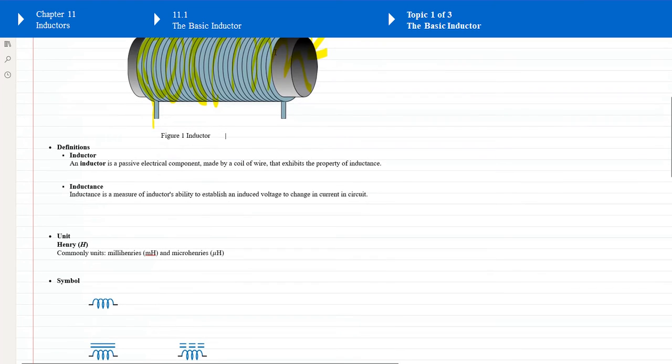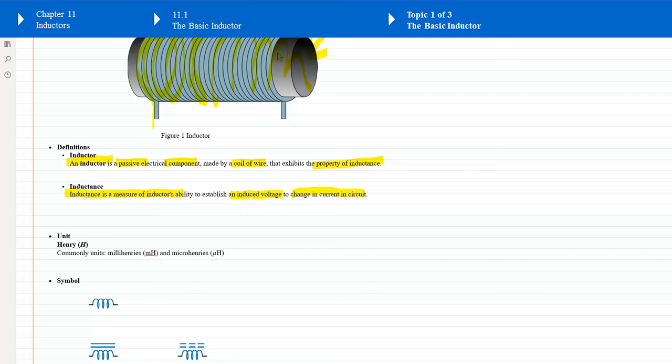And now let's go over the definition of an inductor. An inductor is a passive device. It's made of a coil of wire, and it has a property called inductance. But what is inductance? Inductance measures the ability of this coil to induce some voltage to change the current flow in the circuit.